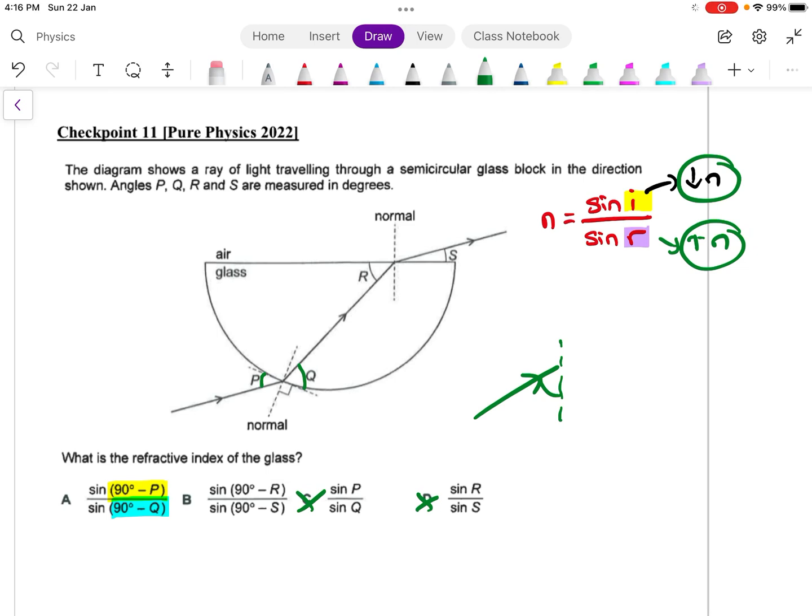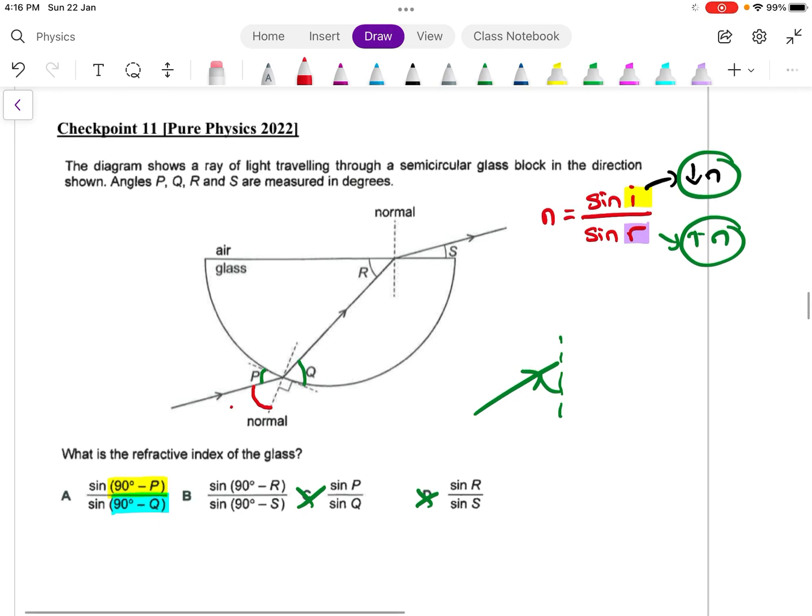Okay, so let's take a look at option A first. Option A is sine 90 minus P over sine 90 minus Q. So sine 90 minus P is actually this part, and the bottom, sine 90 minus Q, is this. If you notice, the 90 minus P is in the less dense medium because you are in the air. Then for sine 90 minus Q, the 90 minus Q angle is in the more dense medium, which is the glass block. So of course the answer should be A.